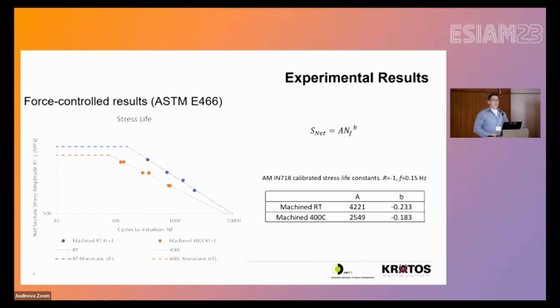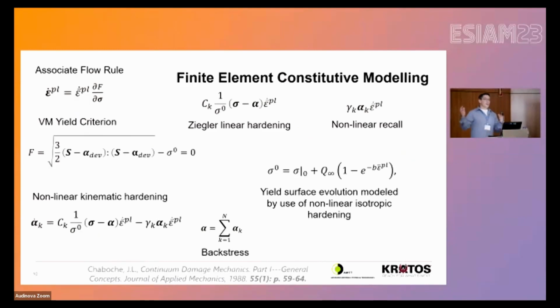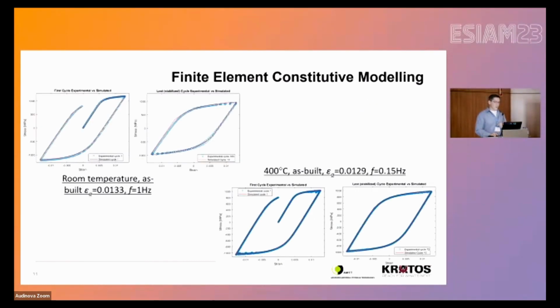In order to do notch specimens, KT of 3, we conducted load control testing. Ultimately, by use of ASTM 739, we can show that our 95% confidence intervals are beautiful. And then we take that data and ultimately use the nice boring Chaboche nonlinear kinematic isotropic hardening model inside of Abaqus. Well, I'm certain you're familiar with these, but ultimately we calibrate our constitutive model inside of Abaqus by use of continuum mechanics and the Chaboche model.